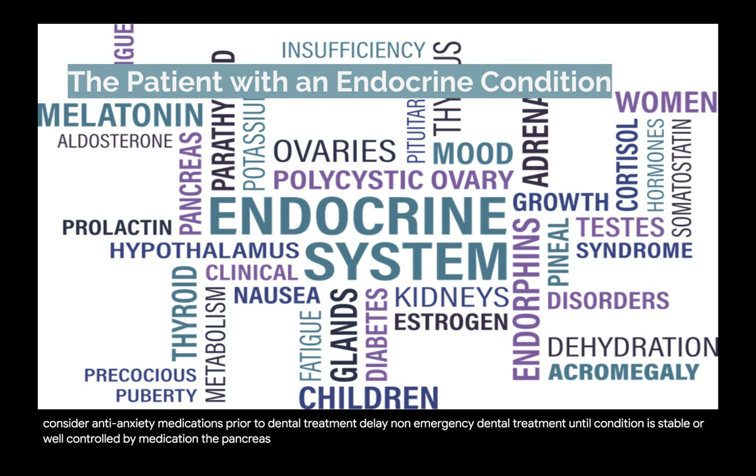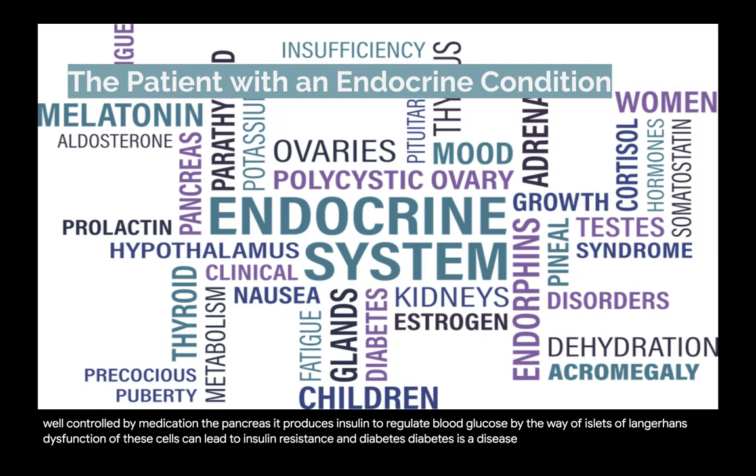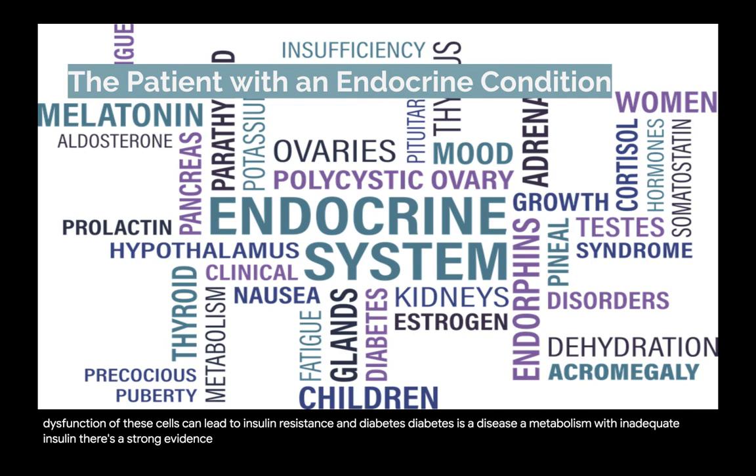The pancreas. It produces insulin to regulate blood glucose by way of the islets of Langerhans. Dysfunction of these cells can lead to insulin resistance and diabetes. Diabetes is a disease of metabolism with inadequate production or inferior processing of the hormone insulin. There's strong evidence that the prevalence of thyroid disease is higher in individuals who also have diabetes. Diabetes, the most common disorder of the pancreas.